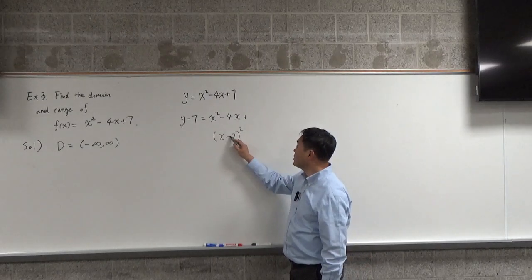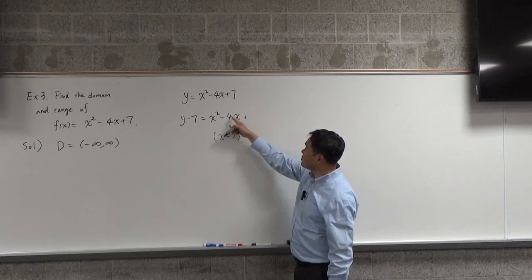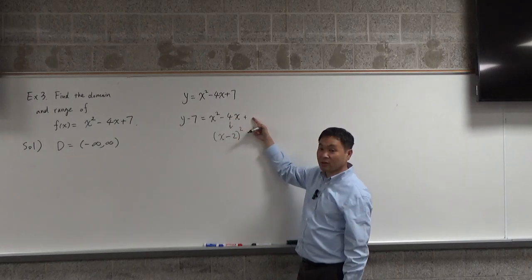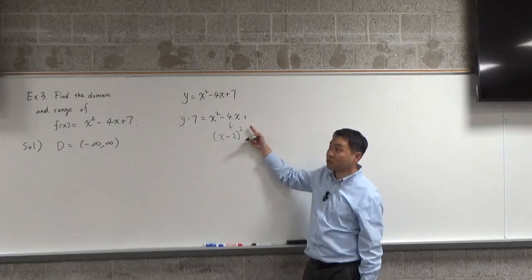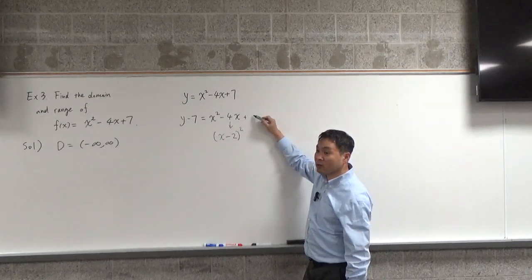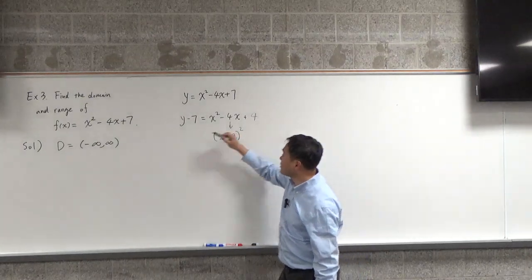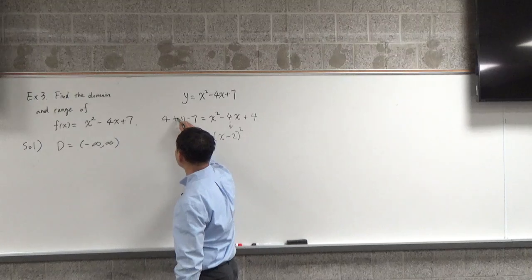And then, if you want this thing to be here, this number must be what? 4, because negative 2 squared is 4, right? So this must be 4. So I want a 4 here. How do I make 4 appear? You add to both sides. So 4 should be added to both sides.